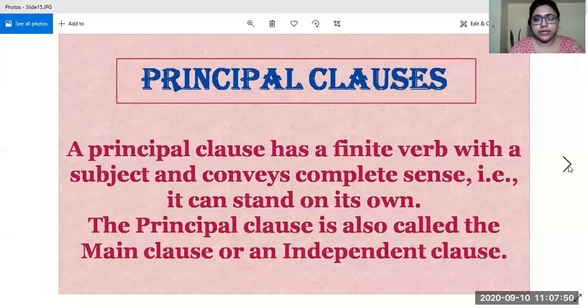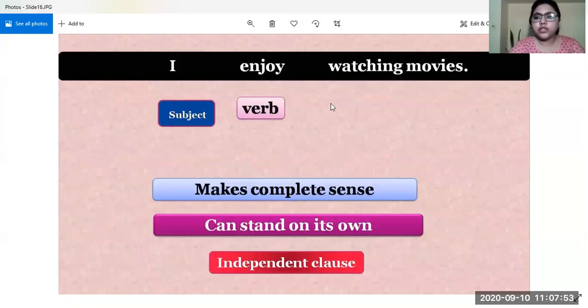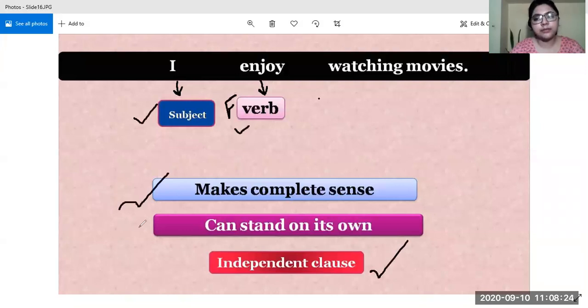Now let us look at the examples. I enjoy watching movies. So I is the subject here. Enjoy is the finite verb. So it is making a complete sense. I enjoy watching movies. That's all. It is making a complete sense, and it can stand on its own. So therefore, it is a principal clause or independent clause. All the three conditions are satisfied: subject, verb, complete sense. And when any clause makes a complete sense, that means it can stand alone as a sentence. So it will naturally be an independent clause.